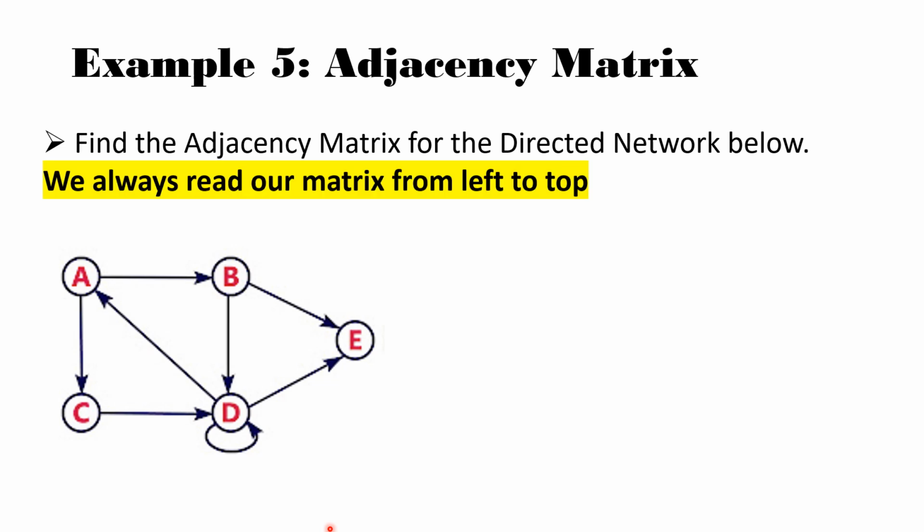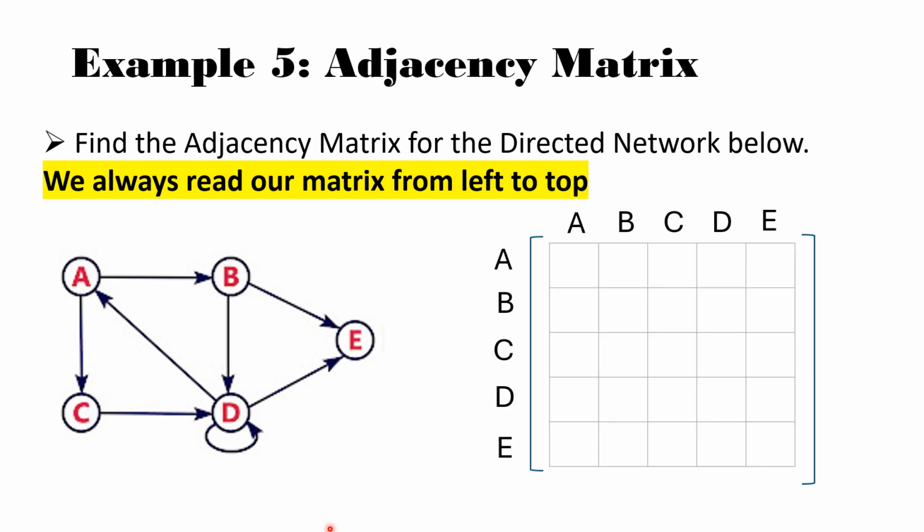So we always read our matrices from left to top. What that means is, let me pick one here. So this box here is how many connections from C to B. So I go from the left to the top. So I read this way. So we're going to fill this in a little bit different because we're not going to have that symmetry. They won't necessarily mirror. So if I find A to B, it's not going to be necessarily the same number from B to A.